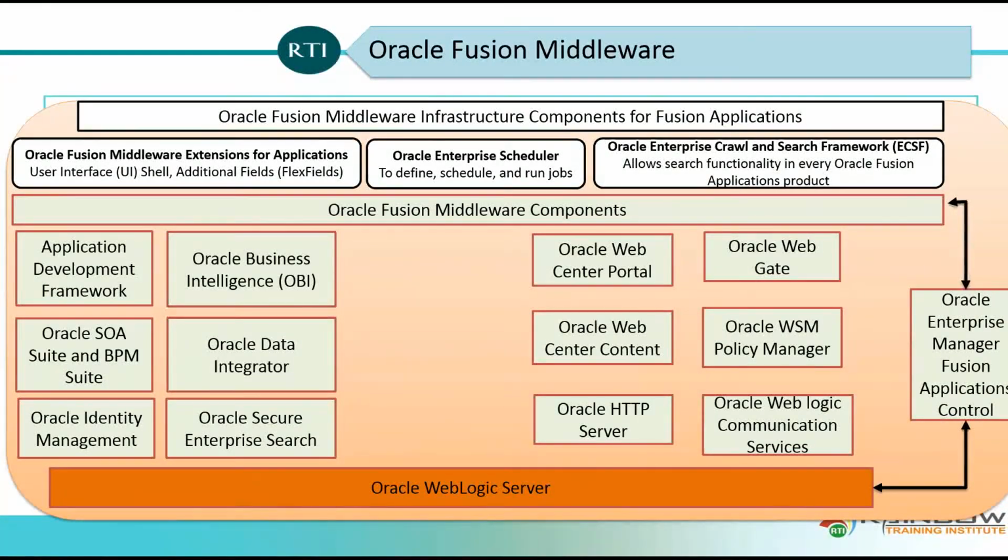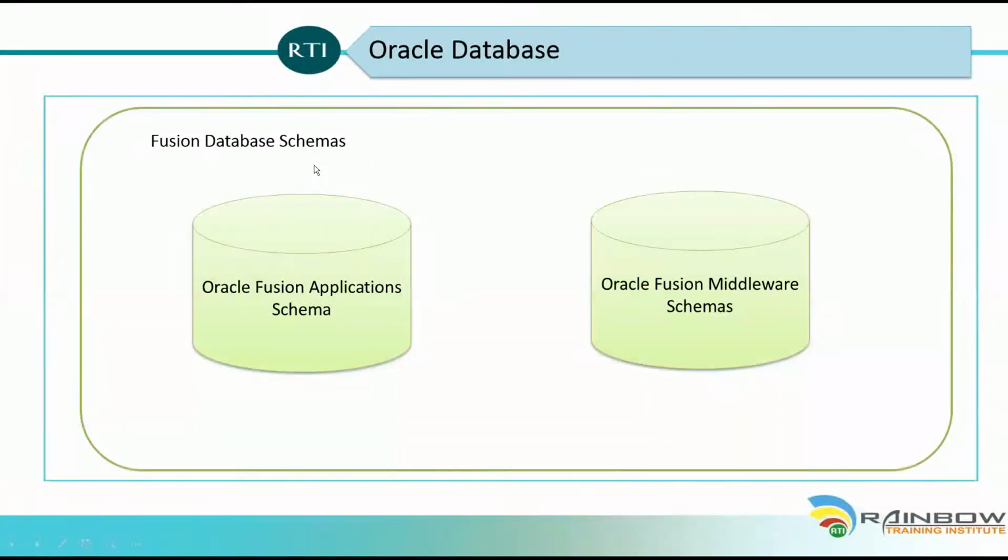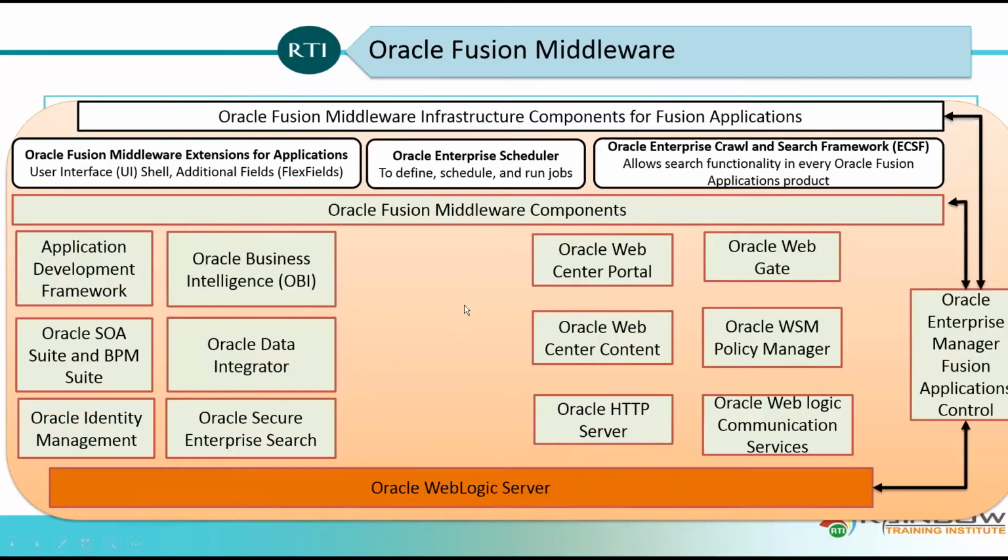Okay, right. So this is the middleware, and the last one. So yeah, this Enterprise Manager communicates with everyone. And the next one is Fusion database schemas. For Fusion database schemas, we have two kinds of database schemas. One is the Fusion application schema, and the other one is the Fusion middleware schemas. What are these two? So same thing.